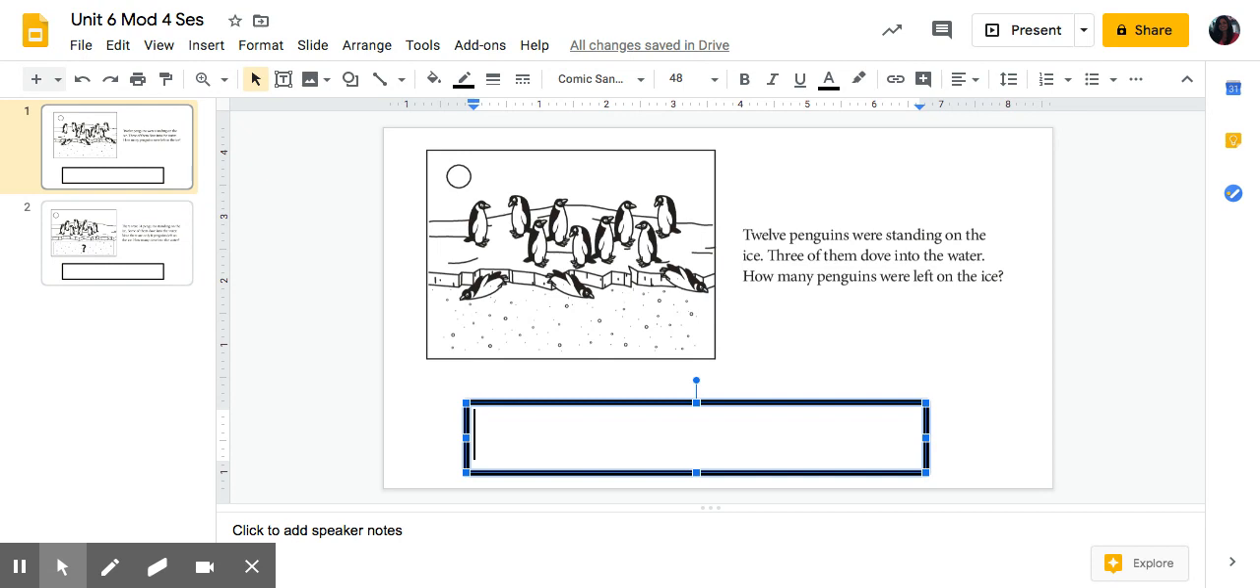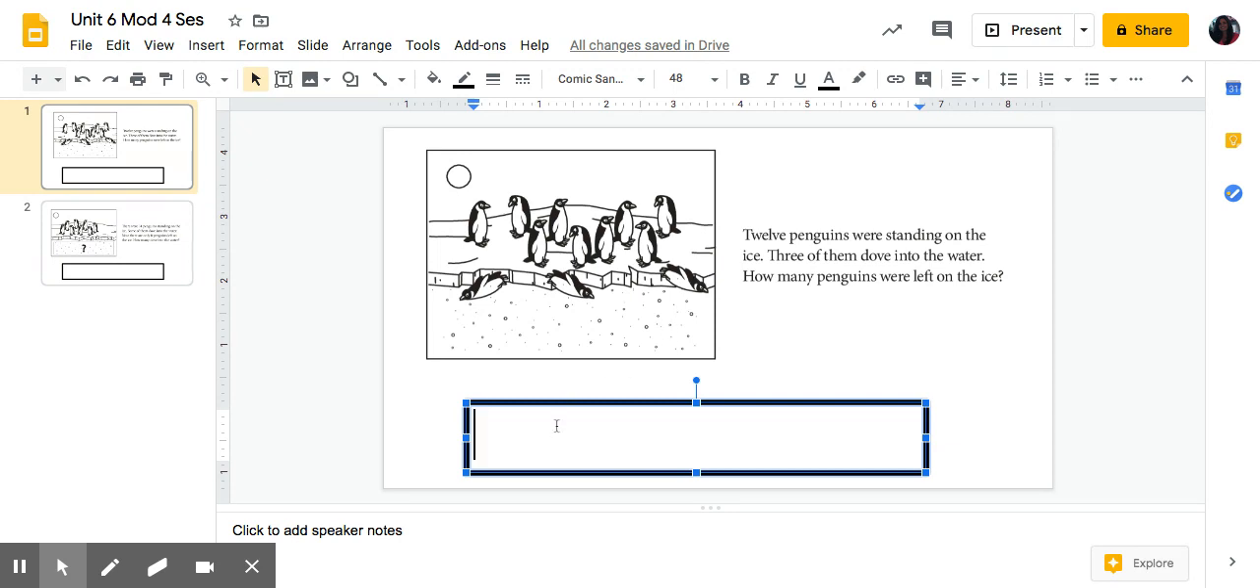12 penguins were standing on the ice. 3 of them dove into the water. How many penguins were left on the ice? Well, if you take a look at the picture, it shows us 12 penguins standing on the ice. And then we see the 1, 2, 3, the 3 penguins that dove into the water.